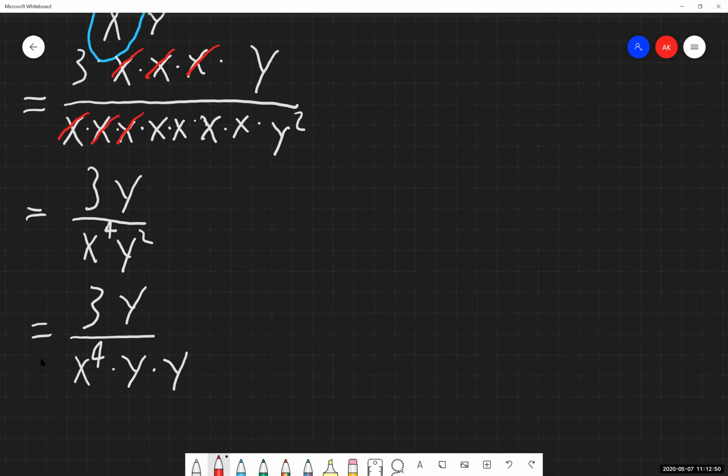I have 1 y on top. I have 2 y's down below, so a single 1 is going to cancel out for both. And then what's left over? 3 over x to the 4th y. I cannot reduce anything else. No numbers cancel each other out. No variables cancel each other out. And I am done.